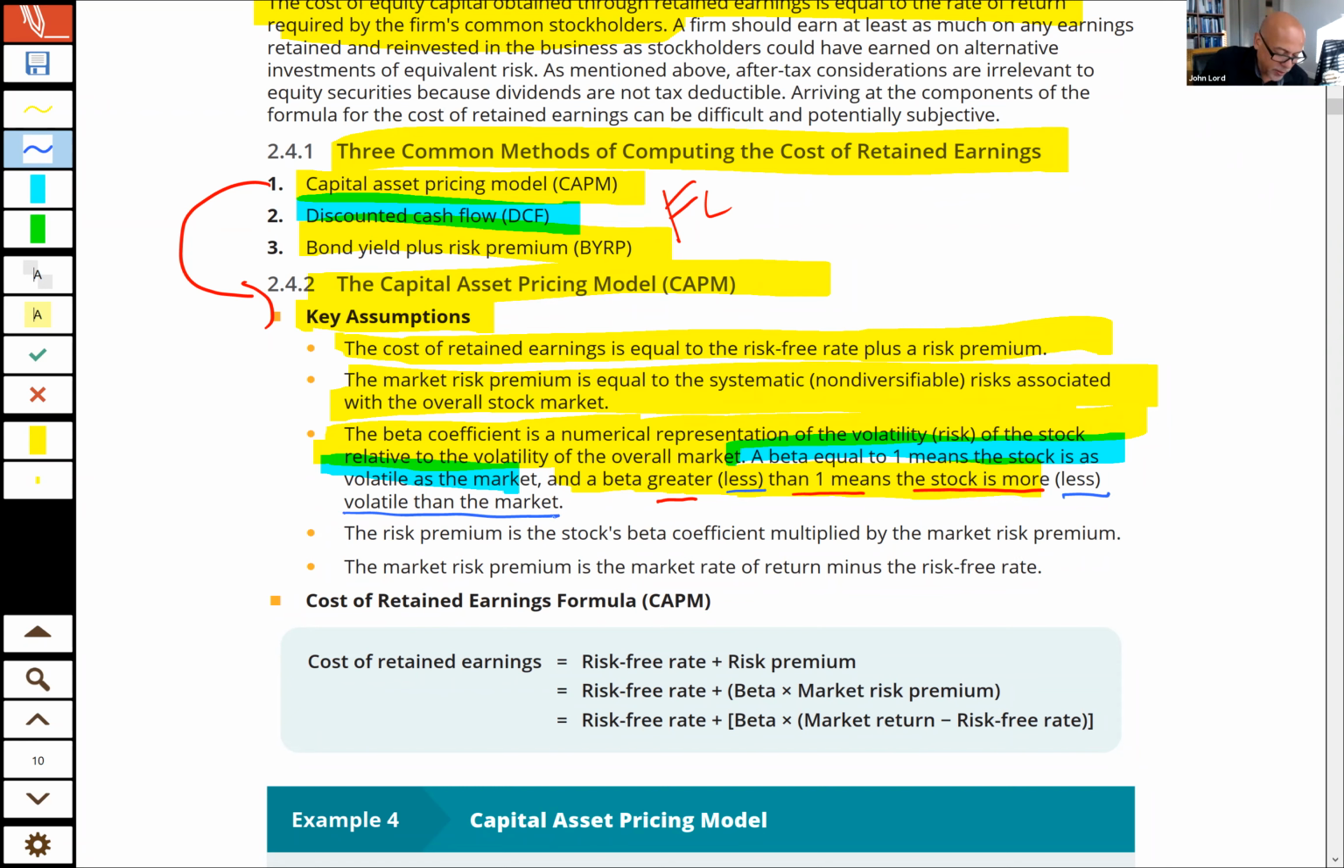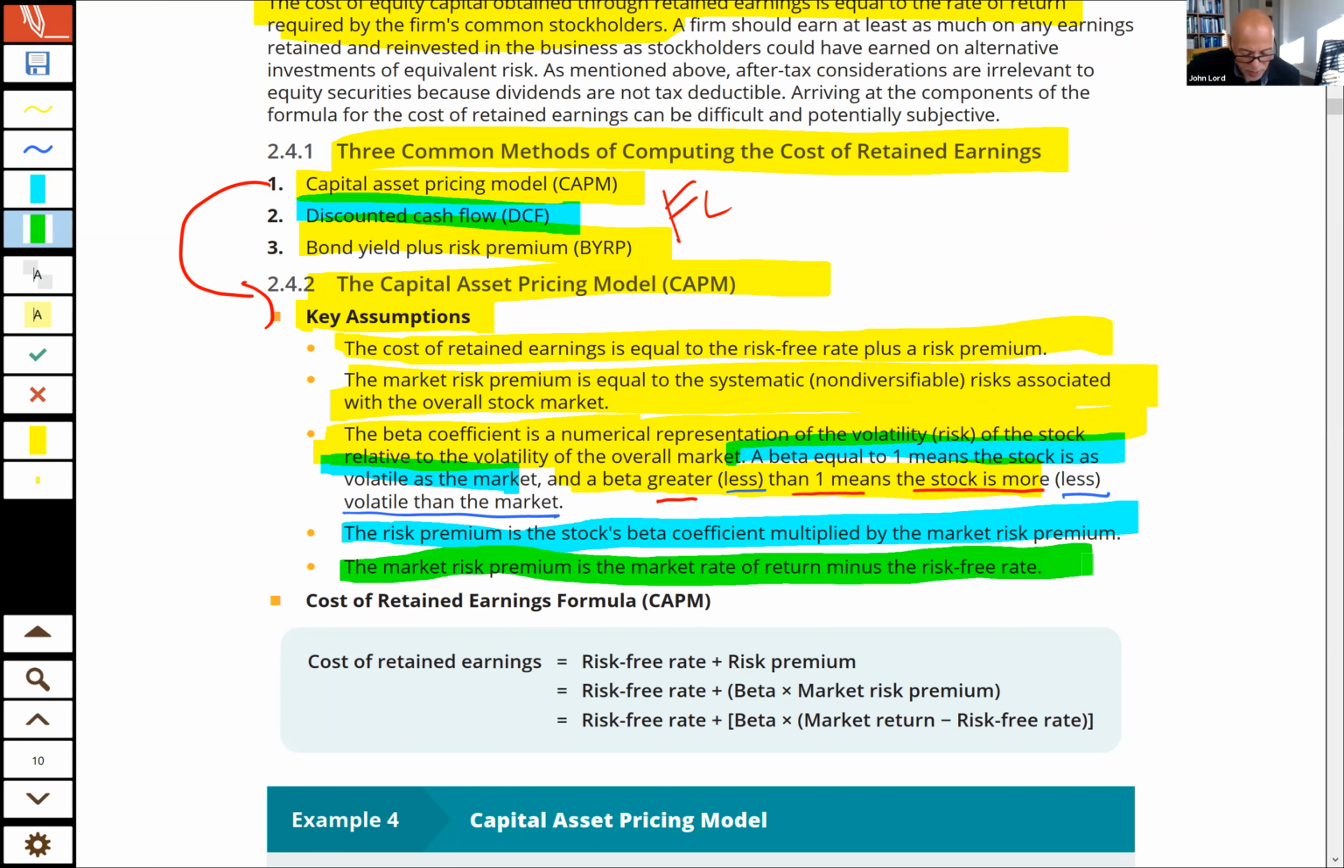Okay. All right, good. And then the risk premium is the stock's beta coefficient multiplied by the market risk premium. Again, you can't diversify out of that. You say, well, what about the systematic risk, John? Well, the assumption there is that somebody can diversify out of that and wouldn't necessarily expect a return associated with that, right? And so then the market risk premium is the market rate of return minus the risk free, okay?